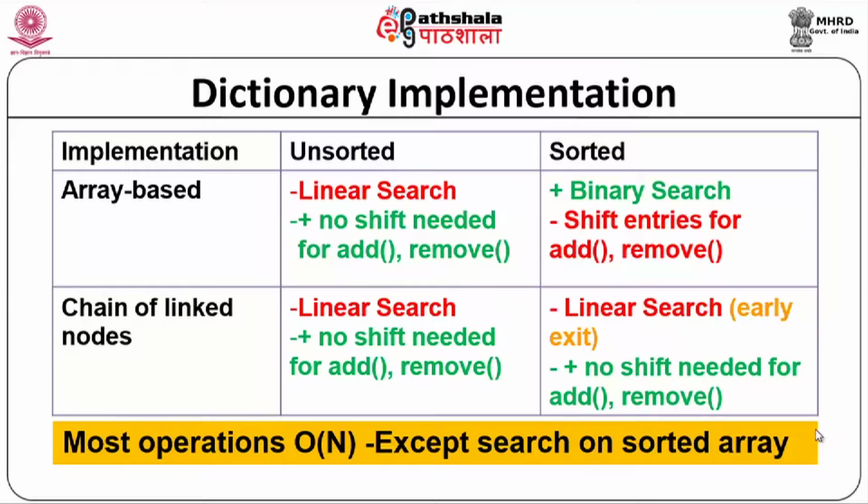So, in array based unsorted you have linear search and no shift is needed for addition and removal. In sorted you have binary search, but you have to shift entries, and for unsorted chain of linked nodes again it is a linear search with no shift, and for sorted chain of linked nodes also it is a linear search with early exit and no shift needed. But most operations in any of these implementations require of the order of n, except for search on a sorted array. So, this is a problem that we are trying to solve using hashing.